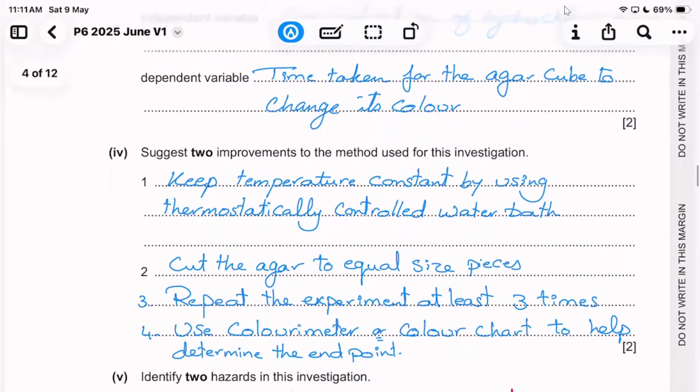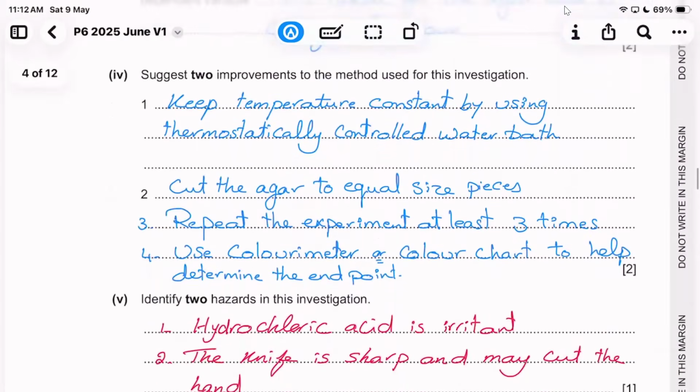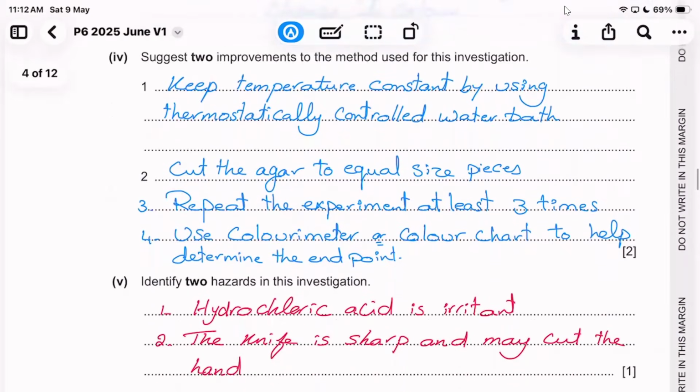Next question, identify 2 hazards in this investigation. So we said this, the knife is sharp and may cut the hand, and also the use of hydrochloric acid, which is irritant. So we have these 2 hazards in this investigation.